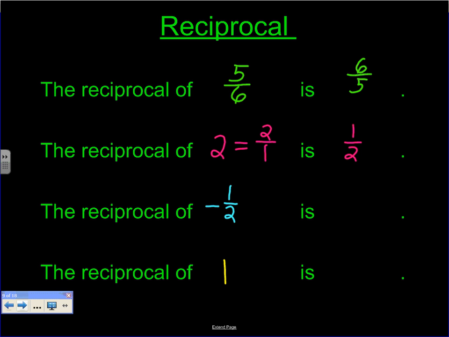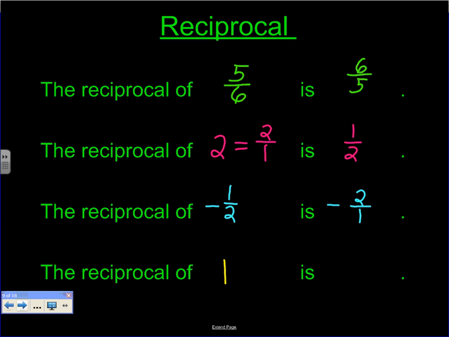Look at the next one, the reciprocal of negative 1 over 2. Well, if you just look strictly at the fraction, the reciprocal of 1 over 2 is 2 over 1, and the negative sign will go with it. In this case, when you just talk about reciprocals, you keep the sign that's with it.